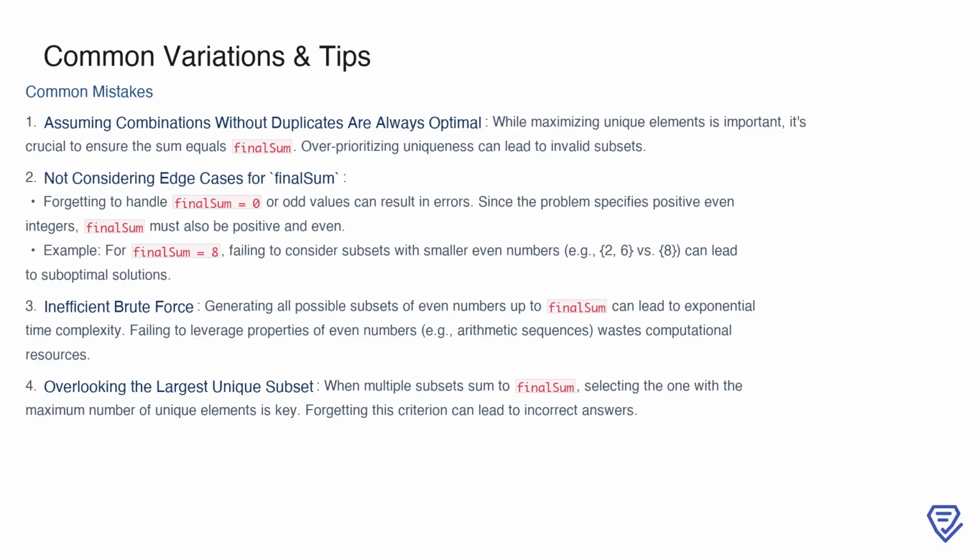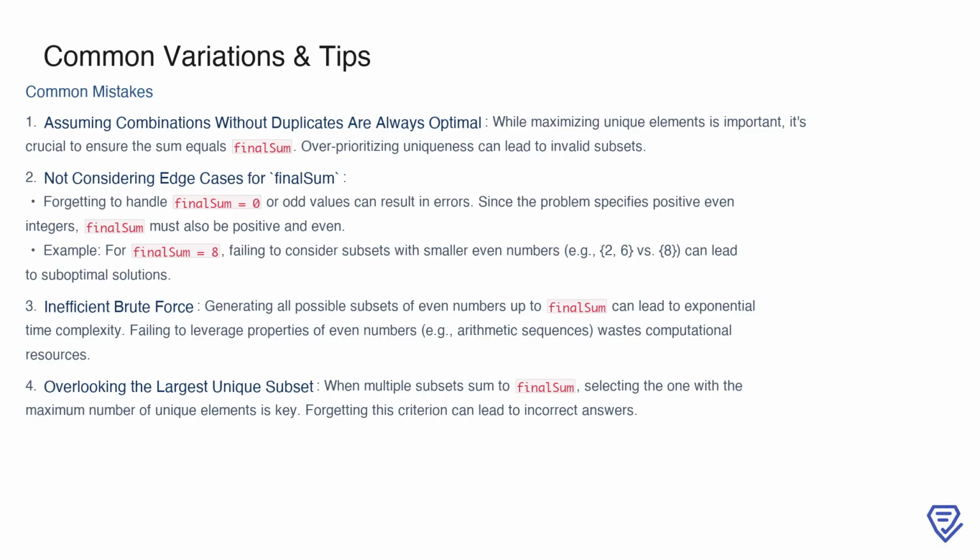First, many assume that maximizing the number of unique elements will always yield the optimal solution. While uniqueness is important, it's critical to ensure that the subset you construct also sums exactly to final sum. Over-prioritizing uniqueness without checking the sum can result in invalid subsets. Another frequent oversight is not properly accounting for edge cases involving final sum. For example, forgetting that final sum must be positive and even can lead to bugs. Cases like final sum equals 0 or odd values should be explicitly handled, as they are invalid inputs.